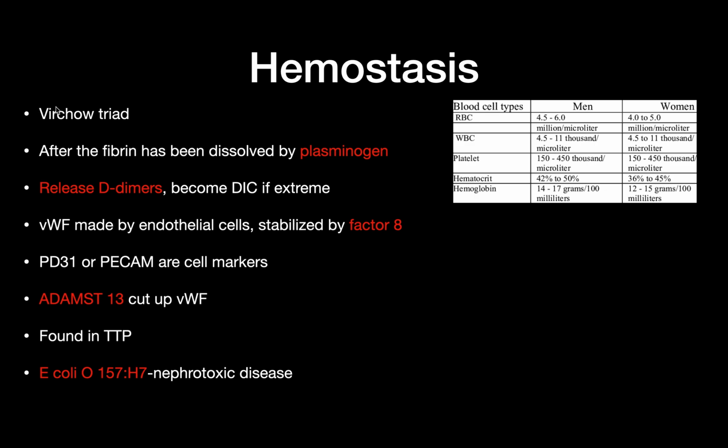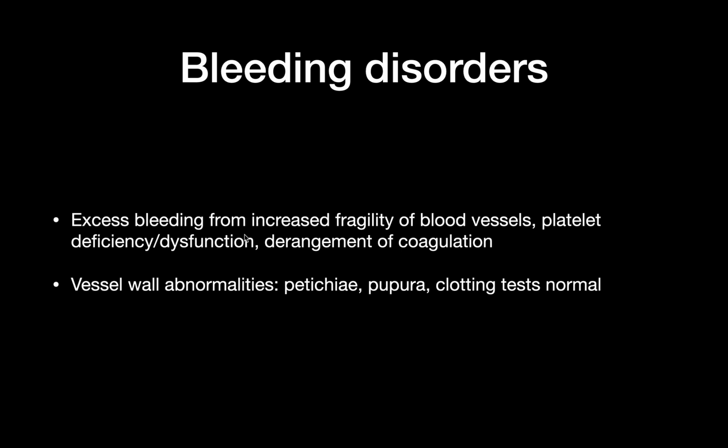Hemostasis is going to be described by the Virchow triad, where there is stasis of the blood, endothelial injury, and platelet function. So bleeding disorders can be caused by increased fragility of the blood vessel, platelet abnormalities, or derangement of coagulation, and the vessel wall abnormalities show up as petechiae and purpura, but the clotting tests are going to be normal.